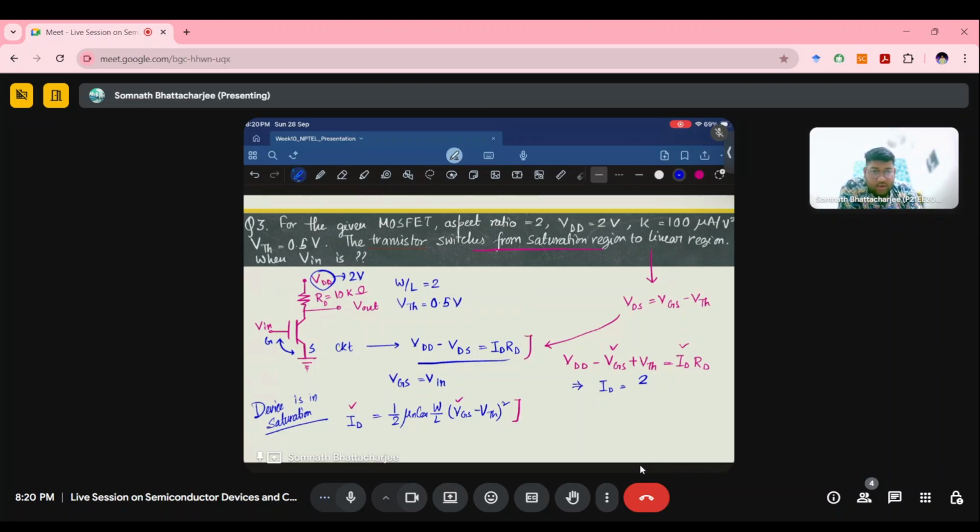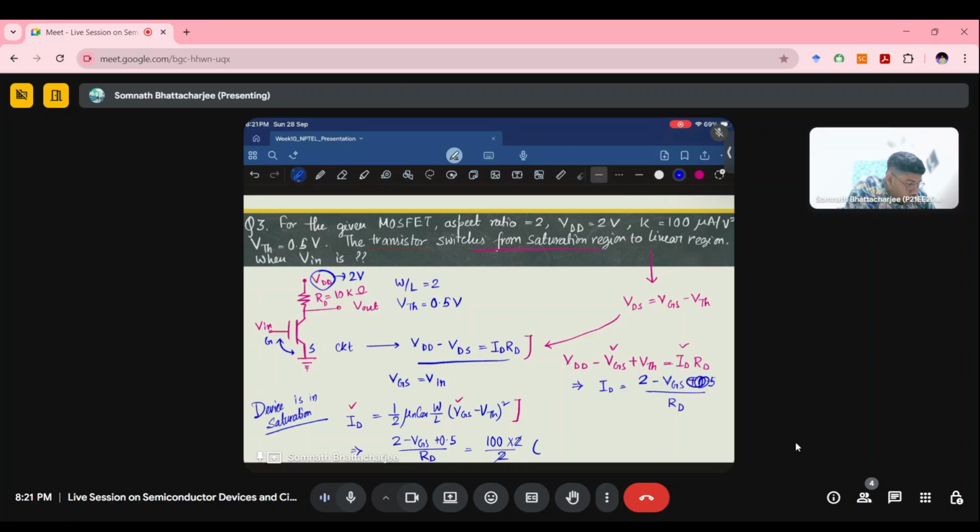If nobody has any doubts, we can just move forward. So ID is 2 minus VGS here. VTH was 0.5, divided by RD. And if we equate this, 2 minus VGS plus 0.5 by RD equals 100 times 2 by 2. So 2 can be cancelled out, and VGS. Let us do one thing, I guess. Then it will be better.